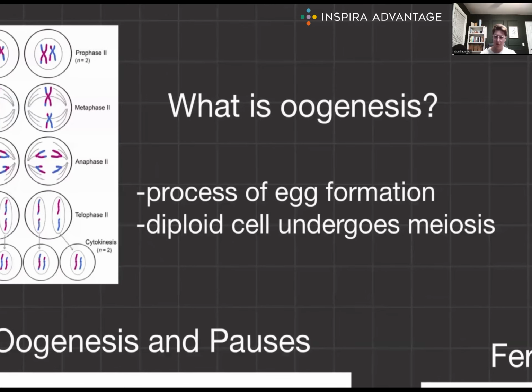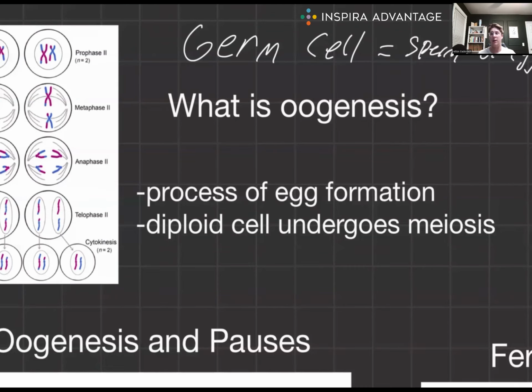First, let's start off by defining oogenesis. Oogenesis is the process by which a diploid germ cell undergoes meiosis to produce haploid egg cells, also known as ova. This process begins at birth and continues throughout a woman's reproductive years. Let's break down some of these big words real quick. A germ cell just means it's a sex cell. It's either a sperm or an egg. And diploid just means it's 2N, meaning it has two sets of chromosomes. And eventually that's going to divide into just a single N.